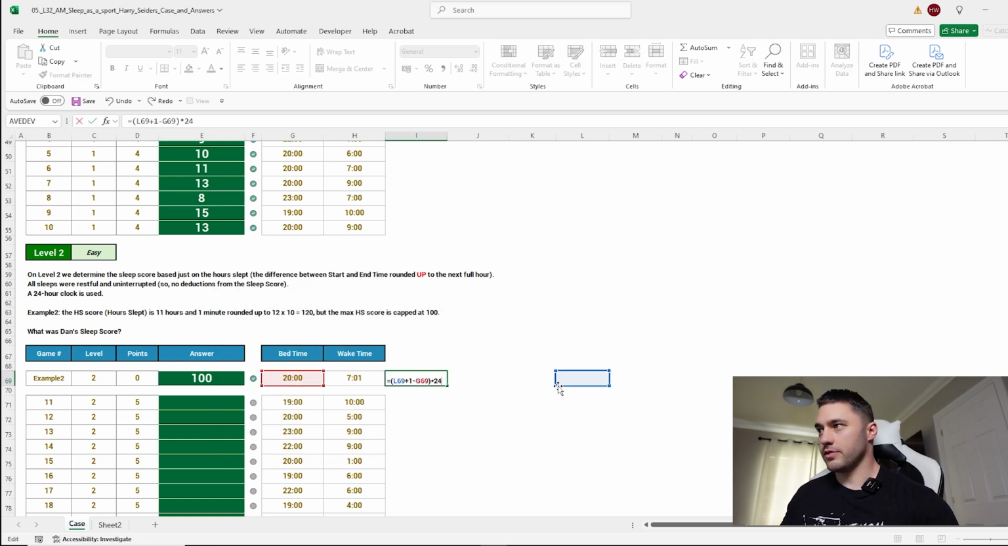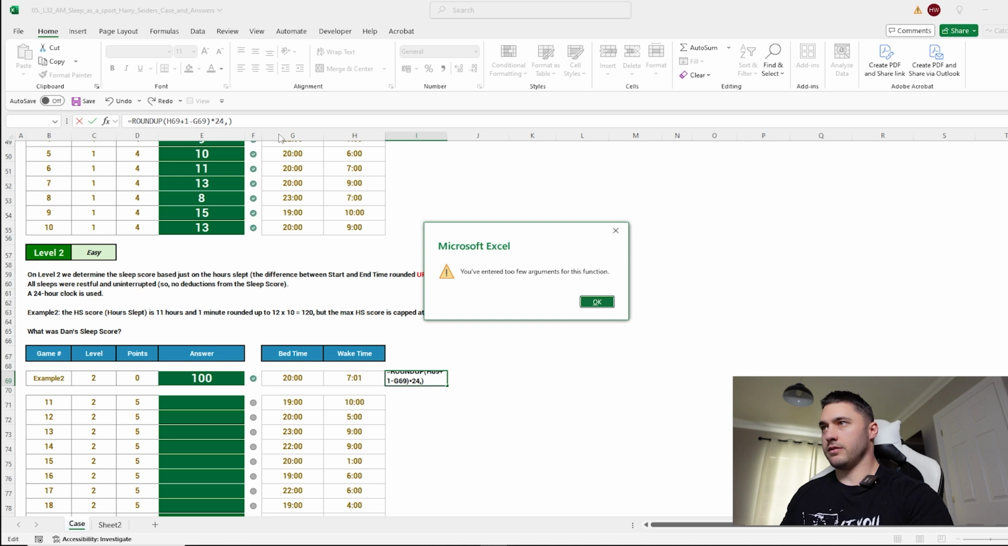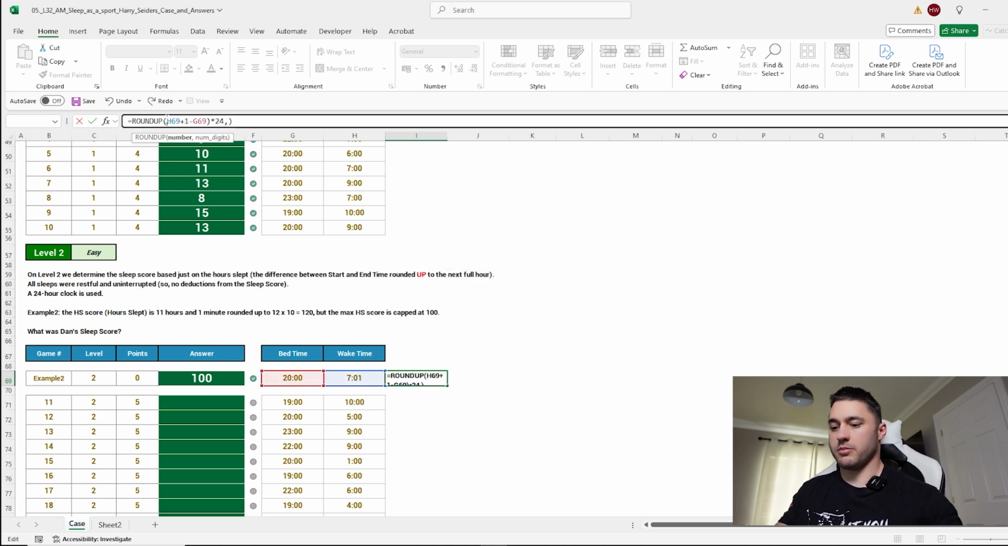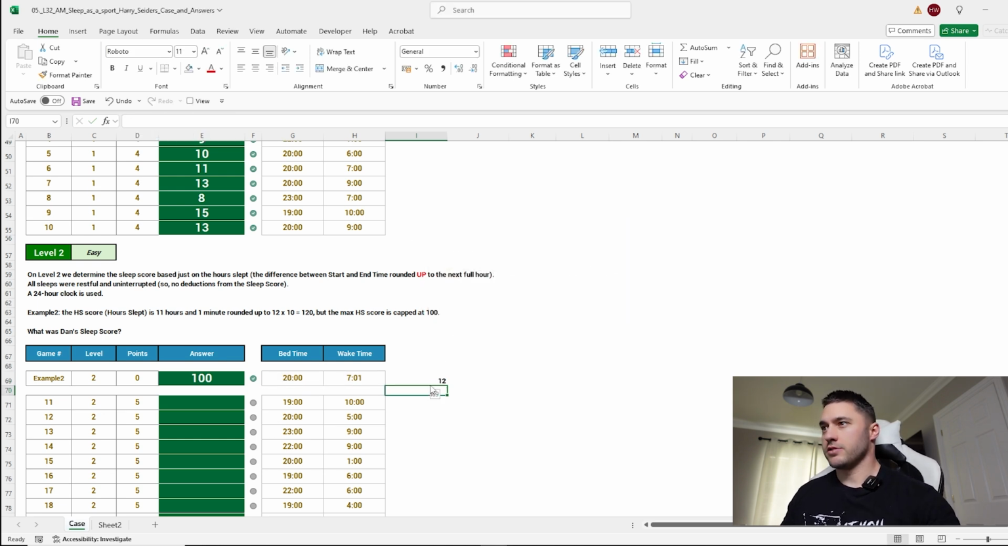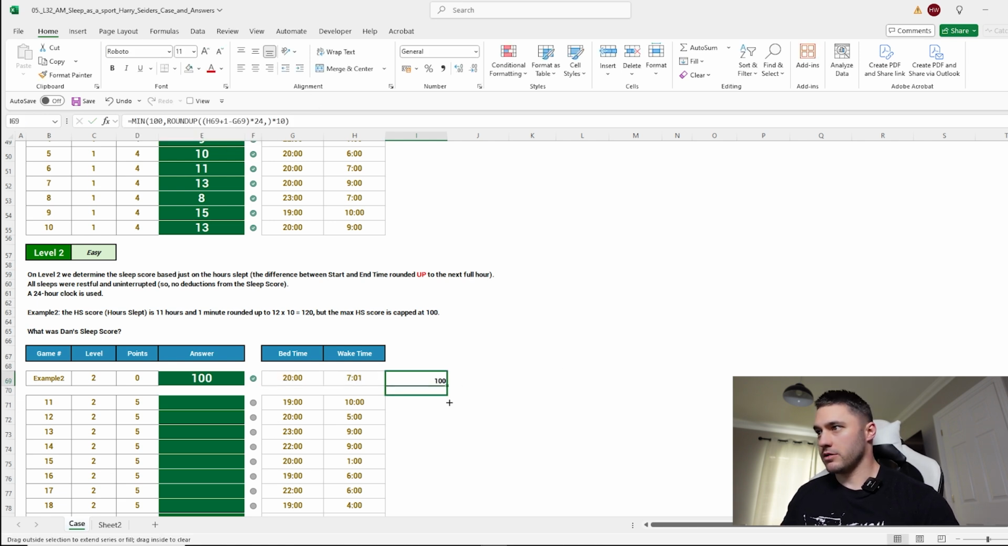this time. So that's going to be the hours. However, we need to round it up. So let's say round up. We need another bracket there. So 12 hours sleep, and we want to multiply that by 10 to get our base score. I don't know why it's converting to time each time. And then we want to do the minimum between that and 100, because the max score you can get is 100. So minimum of 100 and that should be our answer there.